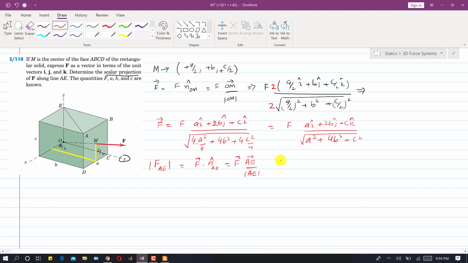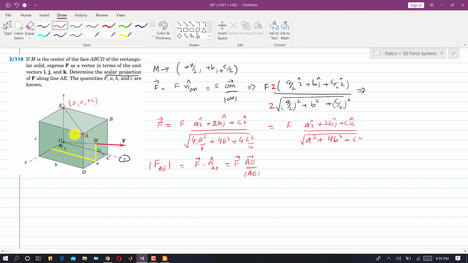So now we will find the coordinates of A and E. This is point A, right? And this is E. As we can see, to reach this point E, we only need to travel in the Z direction, and that is equal to c, right? So 0, 0 and plus c. These are the coordinates of this point E.